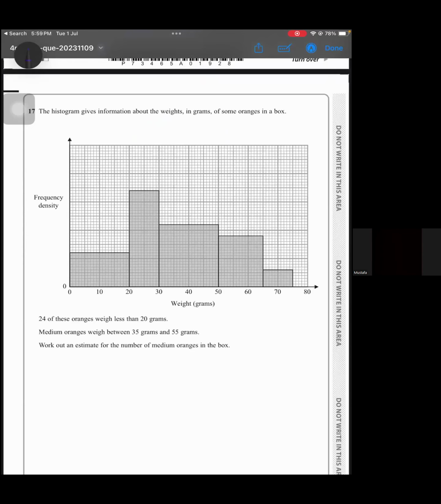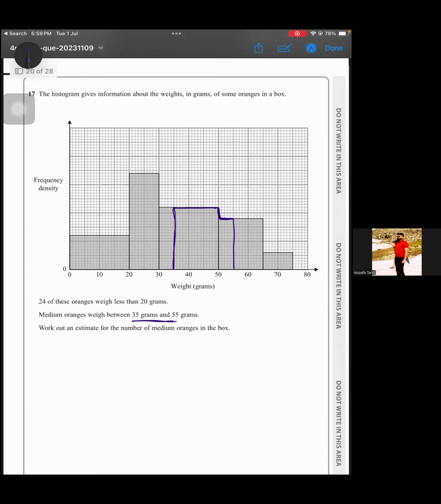They ask you that medium oranges lie between 35 grams to 55 grams. That means 35 will lie over here, and 55 will be over here like this. So for this, first of all, we need to find out the value for a particular box, right? So 24, because they say that 24 of these oranges weigh less than 20 grams, that means from this to this.